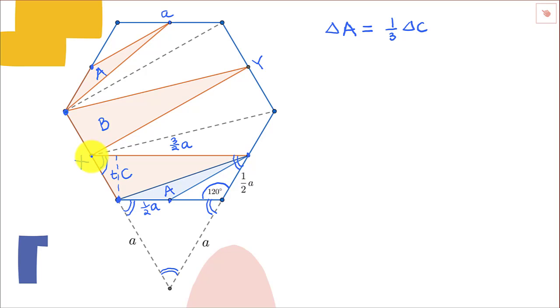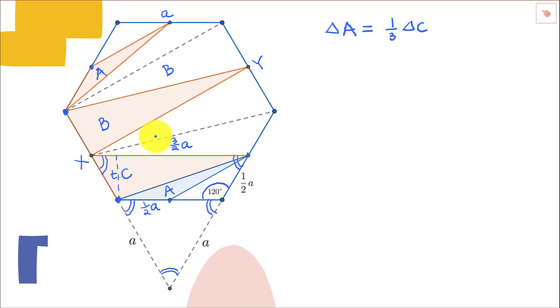Notice that the segment XY is parallel to that one, and this one is also parallel to that one. So therefore this segment is of the same length as XY, right? And also has the same height. So the area of this is also B. So that's congruent to the triangle B.